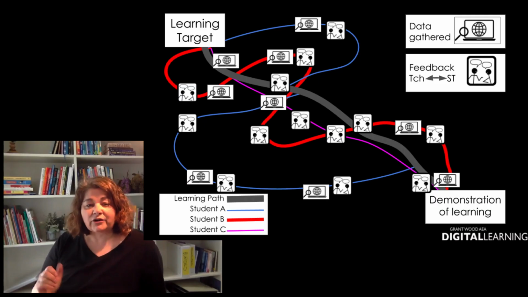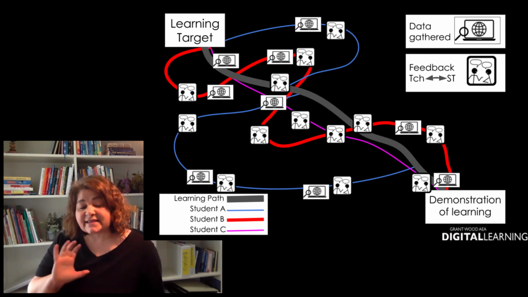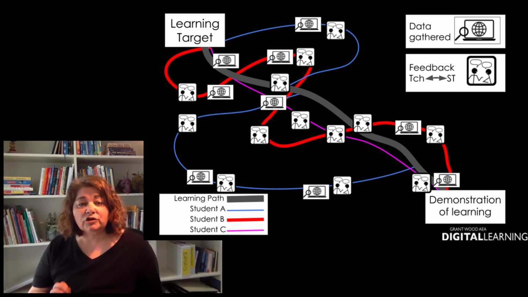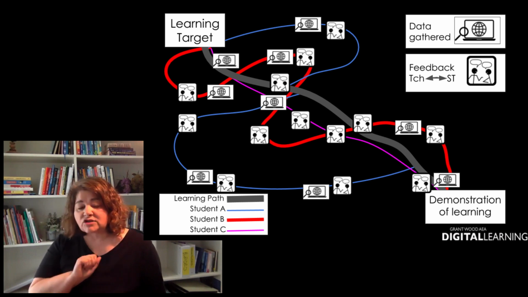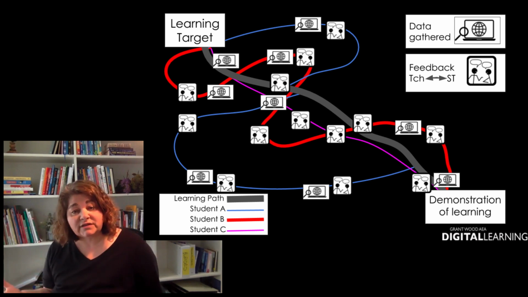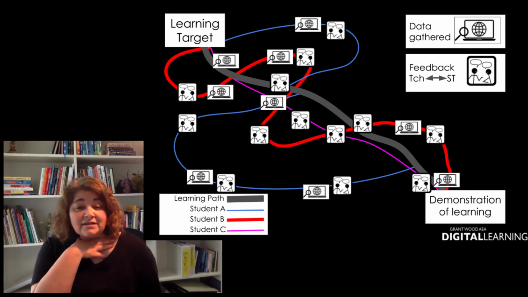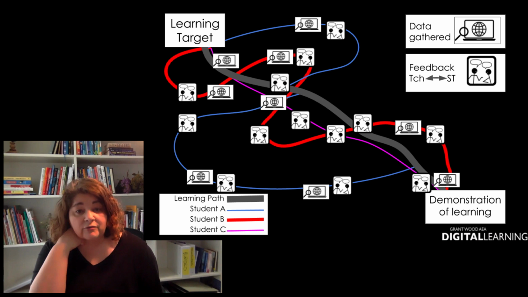I want to draw your attention to this illustration that I have right here. This illustration is meant to demonstrate what learning could look like for students. So we have a learning target. All students start at the very same learning target. That would be a standard, the learning target. And we all end at some sort of a demonstration of learning. But if you look at this illustration, you see that there are several different colors of paths. We have a gray one, we have a blue one, a red one, and a pinkish purple one.